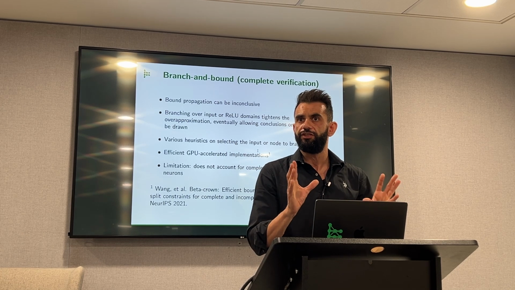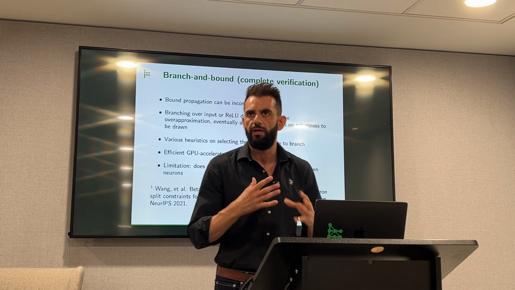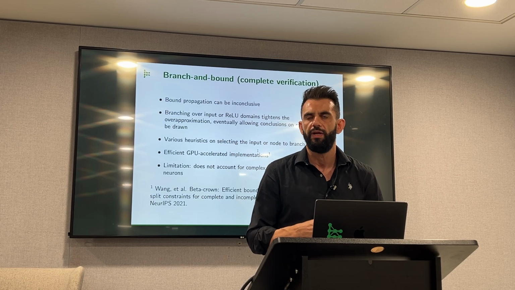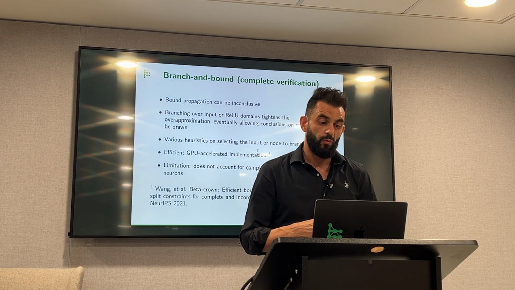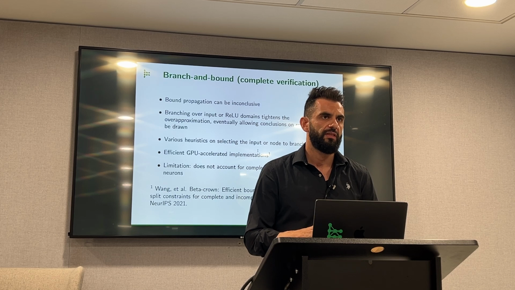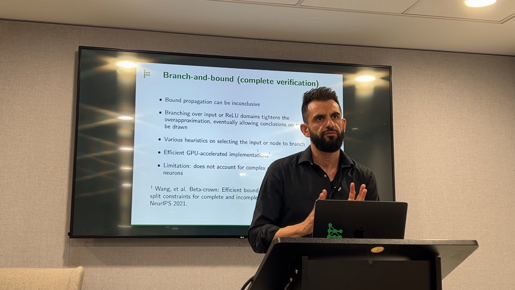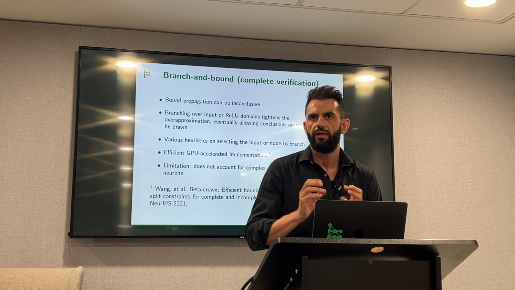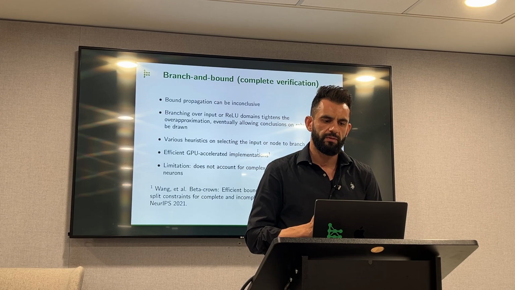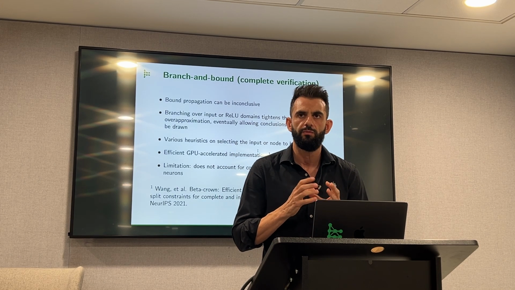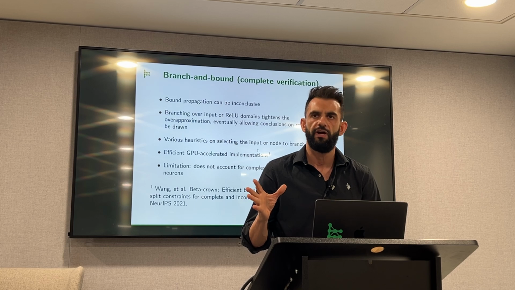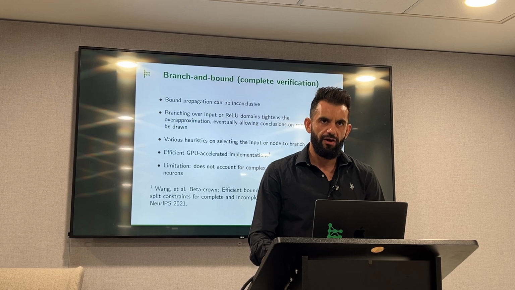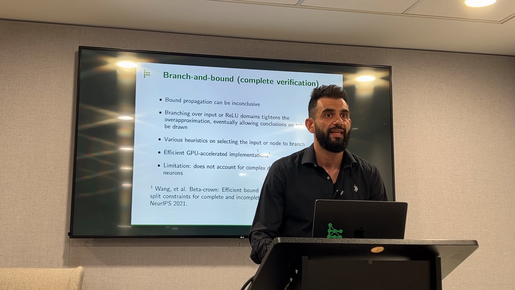And we have very efficient implementations of this branch and bound scheme, which can also be GPU accelerated, and they work really, really well in practice. One main disadvantage that they have is that they do not readily account for complex dependencies between the nodes. These are dependencies that one can use to refine, to tighten, if you like, even more the over-approximation on each of the branches. And so now I'm going to discuss a different verification method that does exactly this.